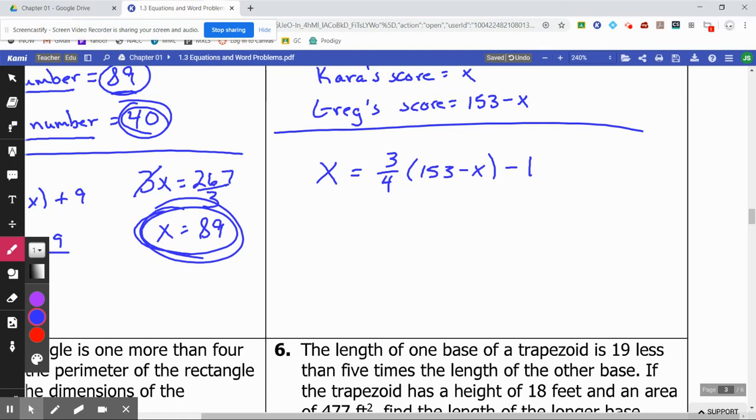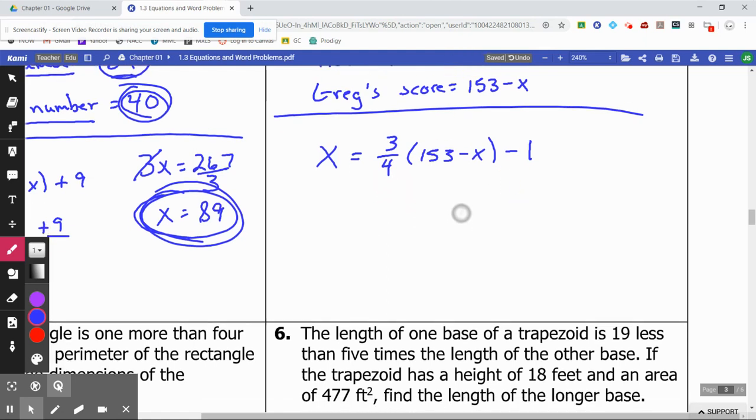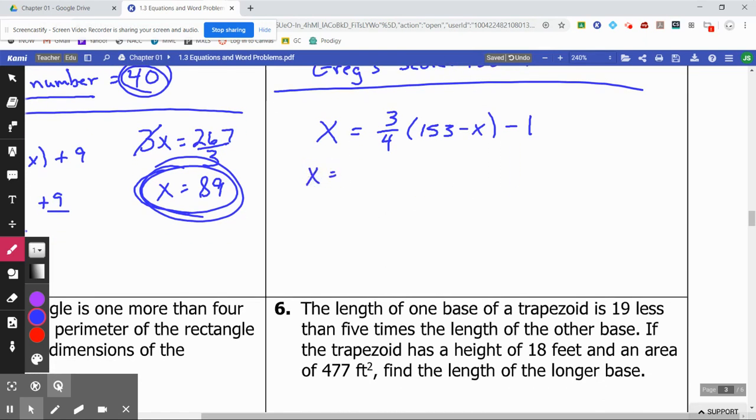So we got two options here. You can move the minus 1 over there with the x, and then since 3/4 has been multiplied by all of it, you could divide by 3/4, or you can just do what you normally do and let's just distribute. So x is equal to 3/4 times 153. Now that's going to be a pretty ugly fraction, I believe. 3/4 times 153 over 1. There's no cross canceling that'll be done, so 3 times 153 will be 459 fourths, minus 3/4 times x will be 3/4 x, minus 1.